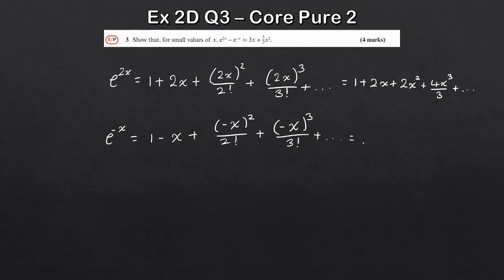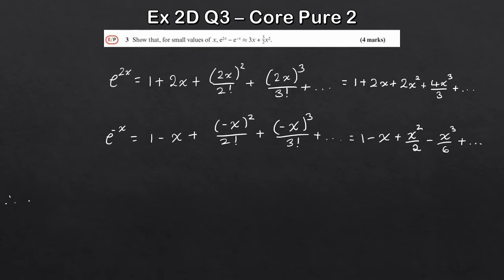Let's do the same with this e to the minus x, and then we can apply it doing the subtraction there. That's going to be straight away 1 minus x. So because this is minus x but it's squared, it'll be plus x squared. So that's plus x squared over 2. But my next one will be the negative one. So minus x cubed, that will be minus x cubed over 6 there. Okay. So we've got our two expansions individually. All we need to do now is do e to the 2x minus e to the minus x.